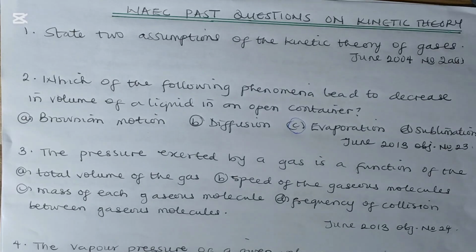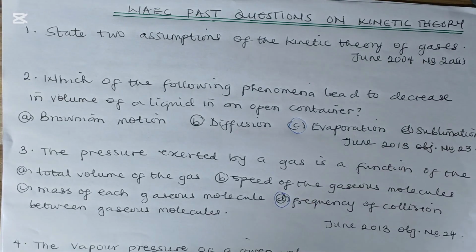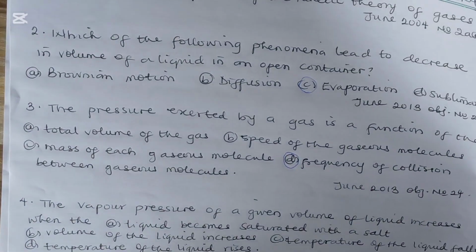The next question: the pressure exerted by a gas is a function of what? A, the total volume of the gas. That is, the pressure that is created by the gas as they collide with themselves is a function of what? A, total volume of the gas, speed of the gaseous molecules, is it the mass of each gaseous molecule, or the frequency of collision between gaseous molecules? I think the best answer here is D. That is, when the gaseous molecules collide with themselves, they generate pressure, which I have explained under the kinetic theory of matter.